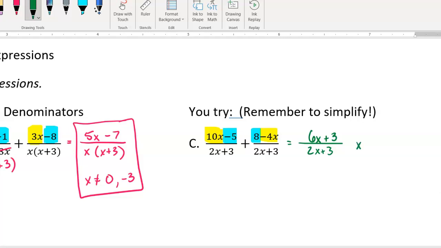And the only other thing that we would do is we would say what x can't equal. X can't equal negative 3 halves. So if you set 2x plus 3 equal to 0, your answer wouldn't be negative 3. We would subtract 3, but we also have to divide by 2 to get 0. So negative 3 halves would be our restriction there.